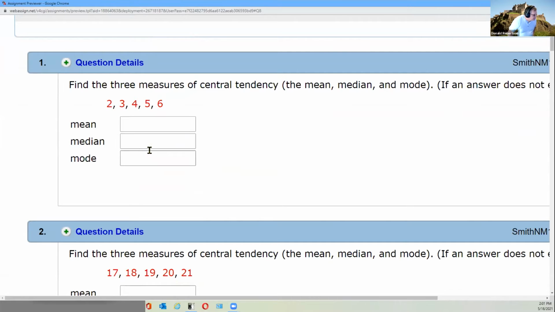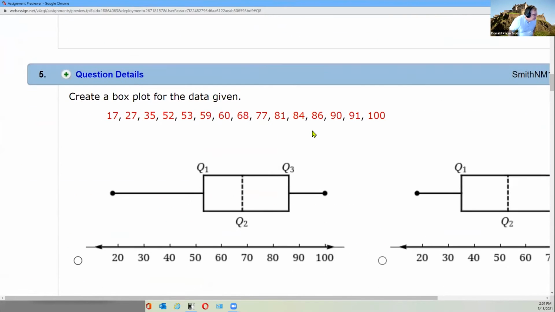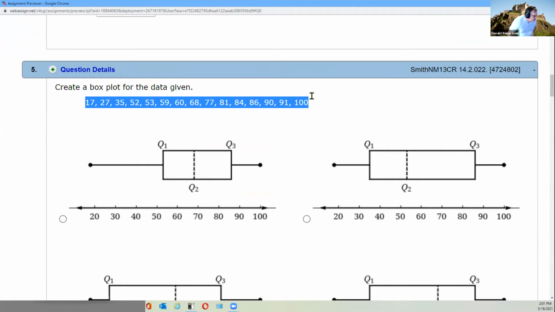Mean, mode, median. Do you agree that's pretty standard? Do you know what you're being asked to do? Mean, mode, median, same again, same again. Might have to shrink this one up a little bit. Right. From this set of data, aren't you going to have to get your 5-figure summary?